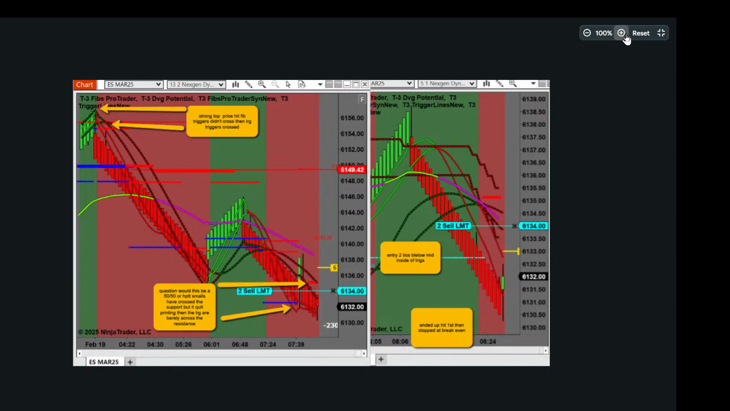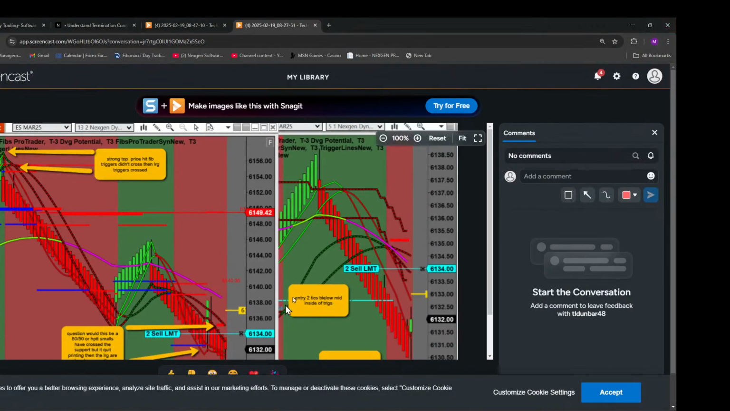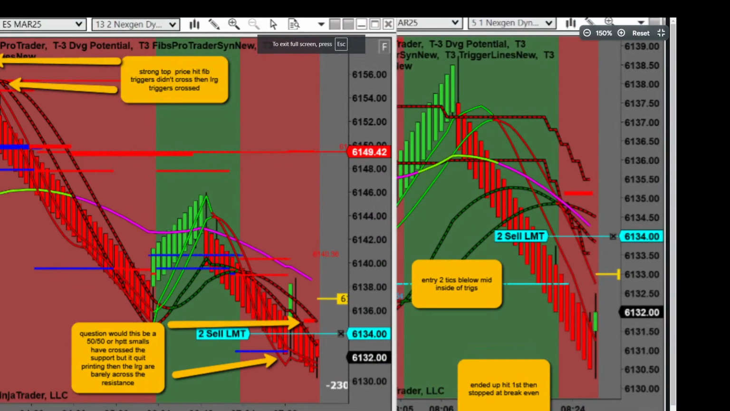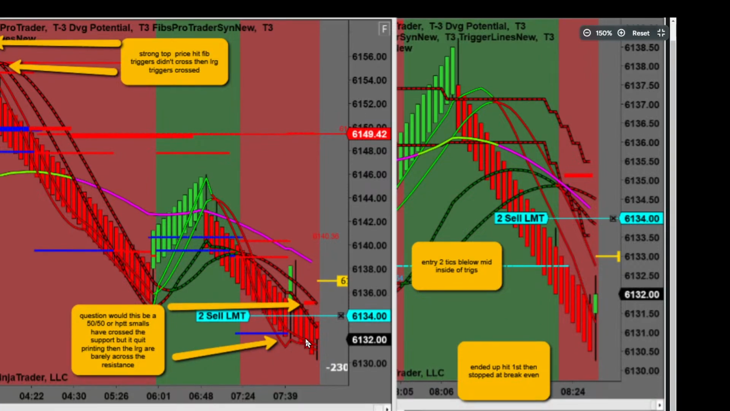It looks like it stopped printing on yours. I think a lot of people had 1-to-1s there. Let's take a look. Strong top, price hit, triggers didn't cross, large, absolutely strong top. Would this be a 50-50 or high probability trend trade? Smalls have crossed the support, but it quit printing, and then the larger barely across resistance. So on your chart here, Tracy, that's a high probability look.